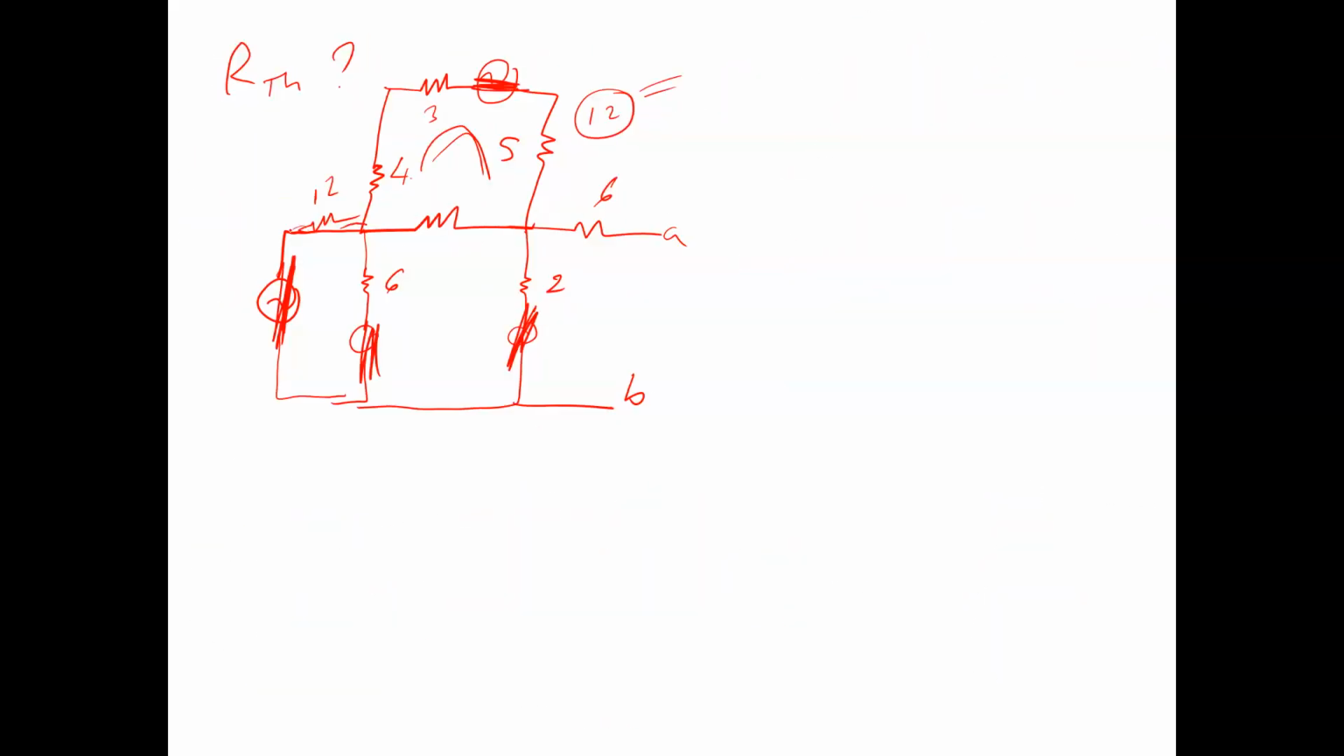So this 12 will be in parallel with the 6, so that means 12 times 6 over 12 plus 6. And then what else do we have? This 12 ohm will also be in parallel with this 8 ohm, isn't it? So this all together will be in parallel with this one. 12 ohm will be in parallel with 8, which means 12 times 8 over 12 plus 8.